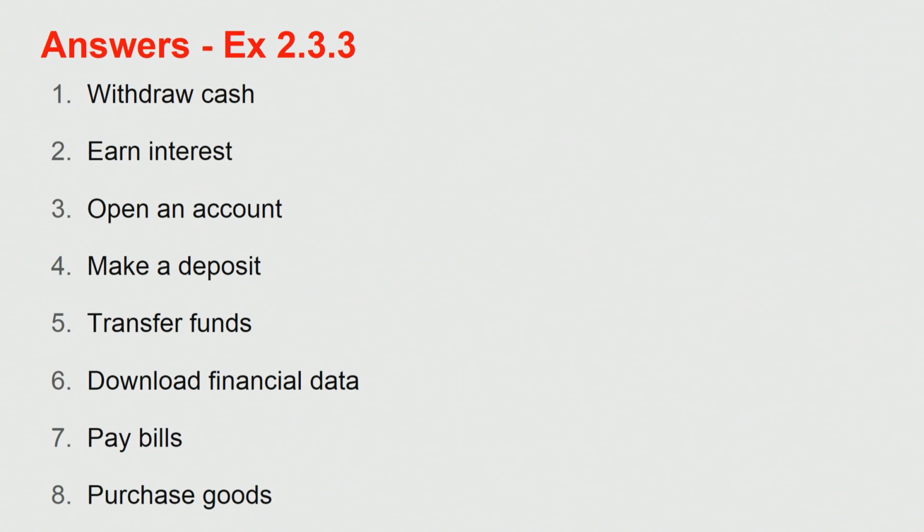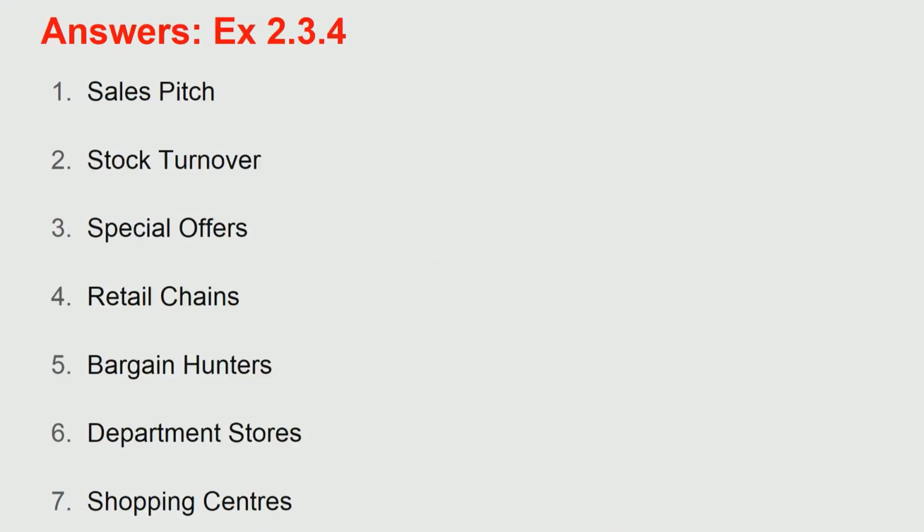And next exercise, 2.3.3: withdraw cash, earn interest, open an account, make a deposit, transfer funds, download financial data, pay bills, purchase goods. Answers to the next exercise: sales pitch, stock turnover, special offers, retail chains, bargain hunters, department stores, shopping centers. The match-the-column kind of exercise.